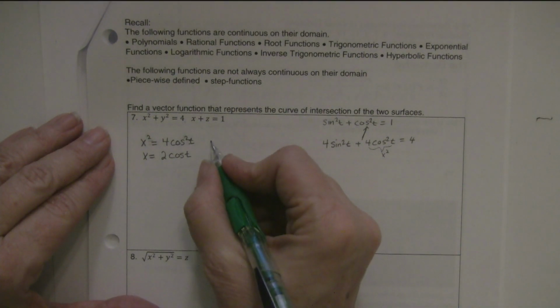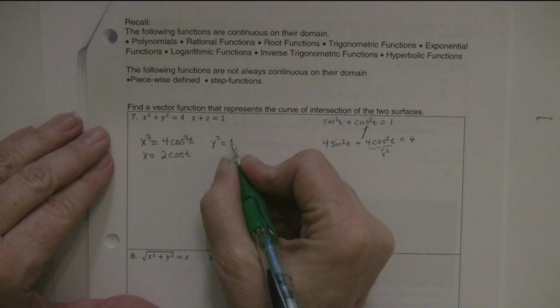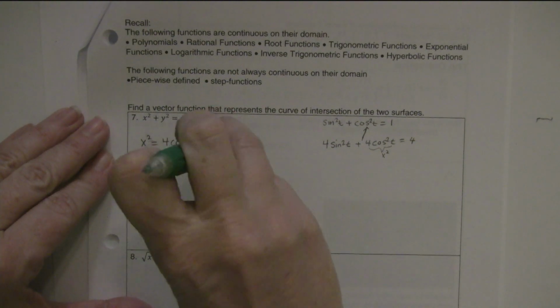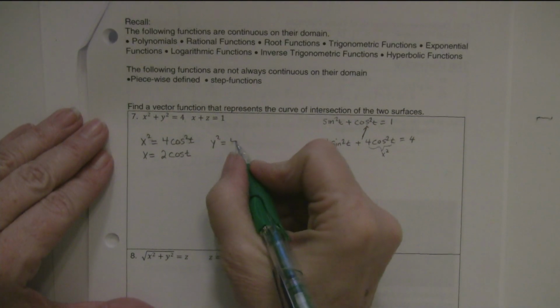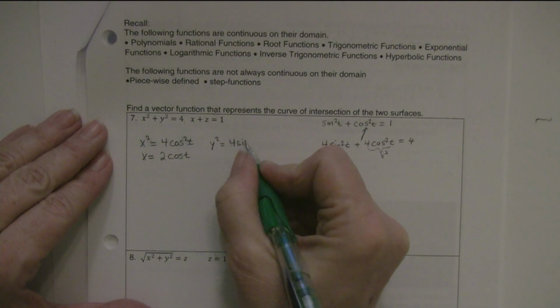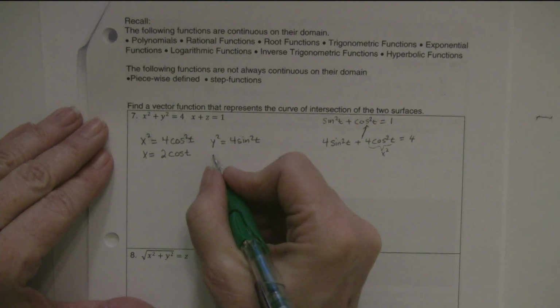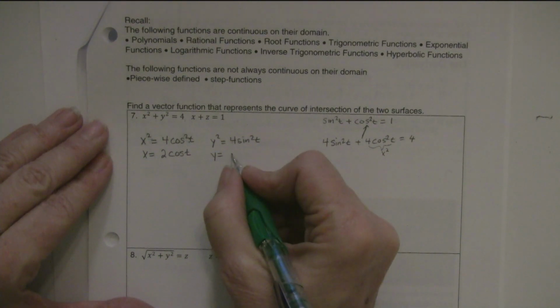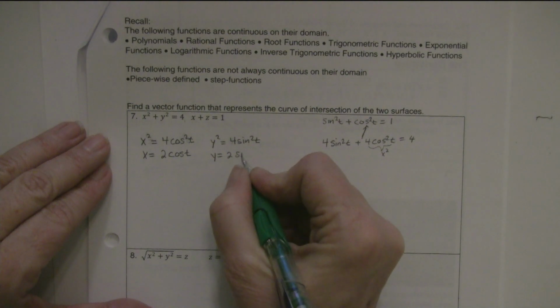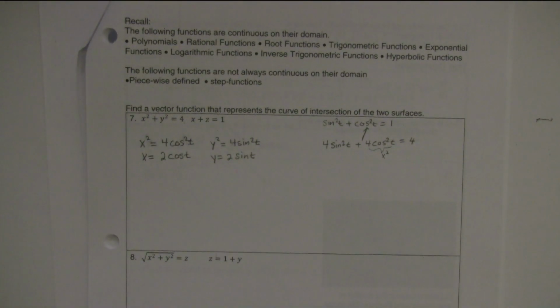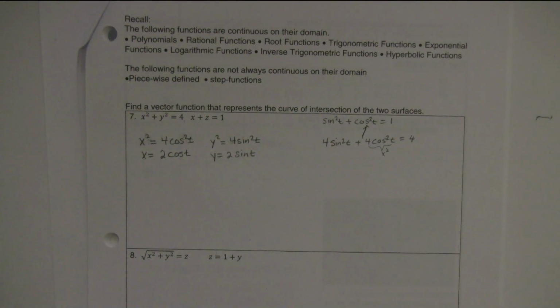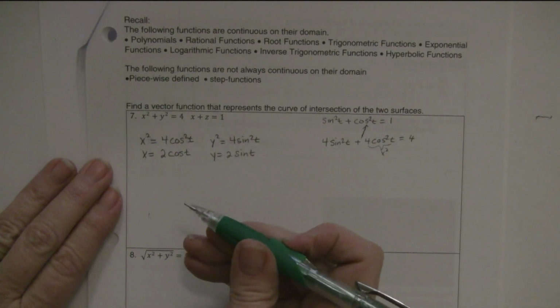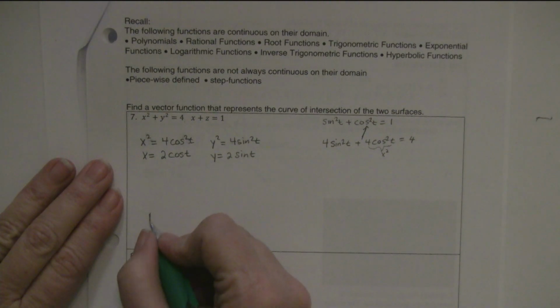And then also y squared equals 4 sine squared t, so that means y equals 2 sine of t. And in order to write it as a vector valued function, right, my stress level is high.